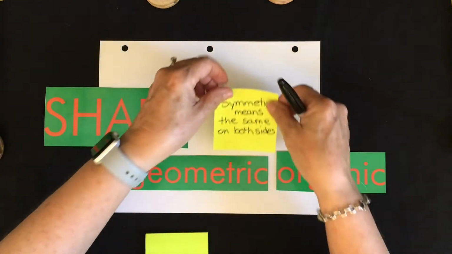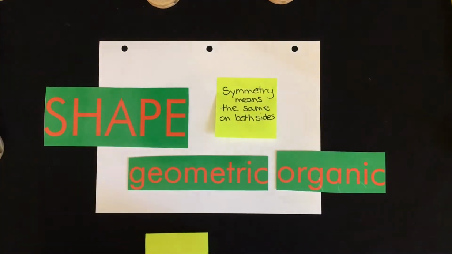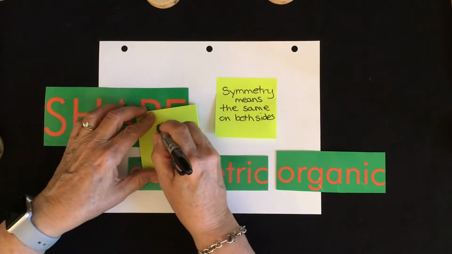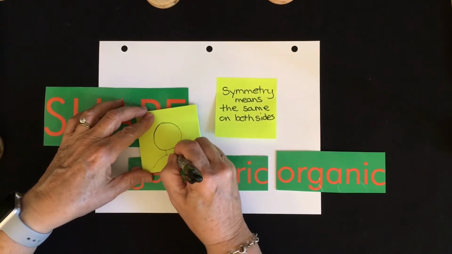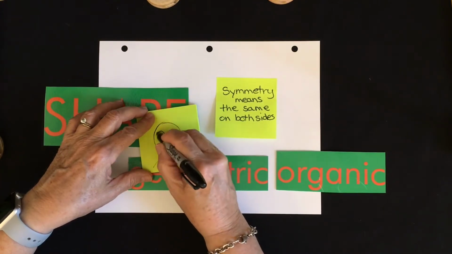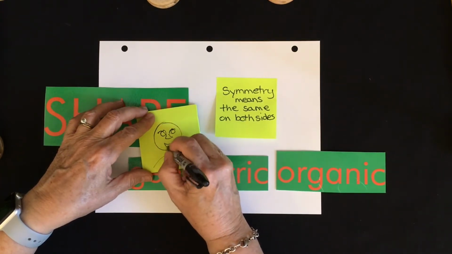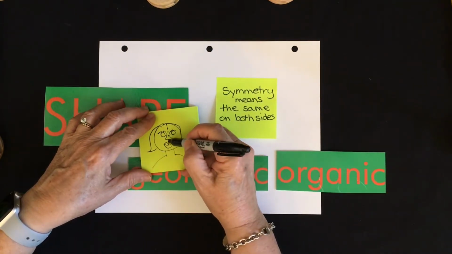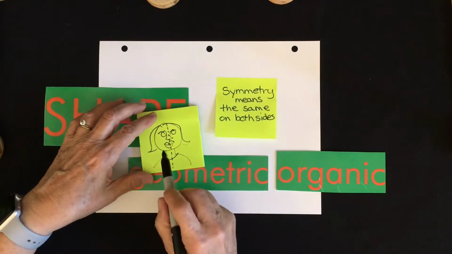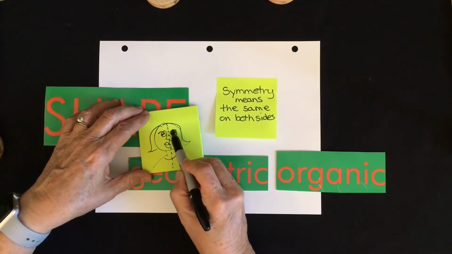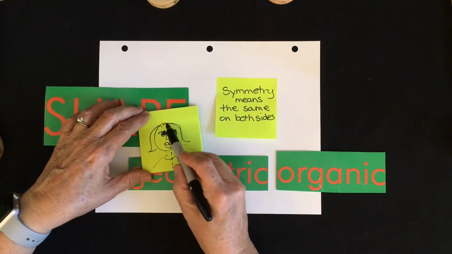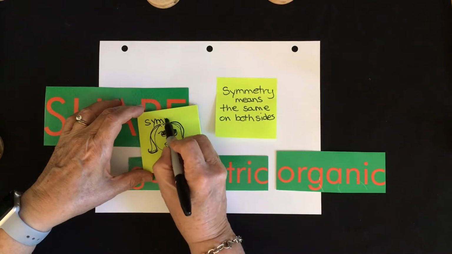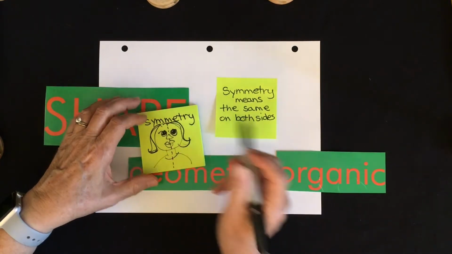Now, an important word that I want you to know is symmetry, which means the same on both sides. Let's say that I make a picture of a person. If I drew a line down their face, just like this, this side is pretty much the same as the other side. Symmetry. The same on both sides.